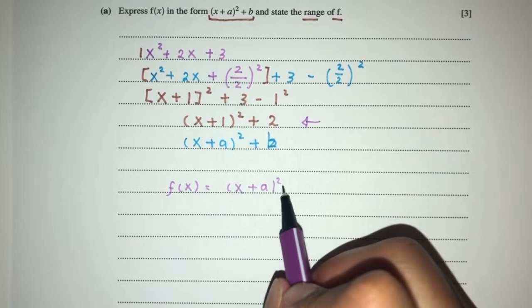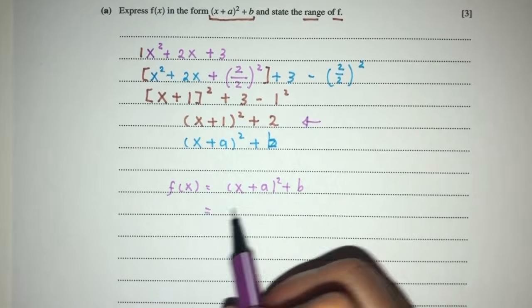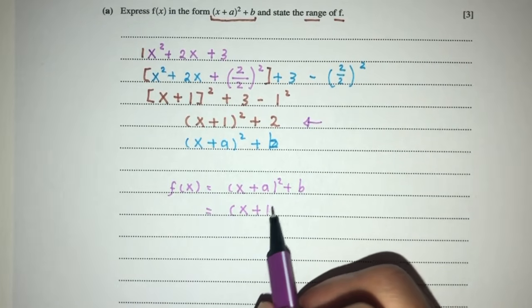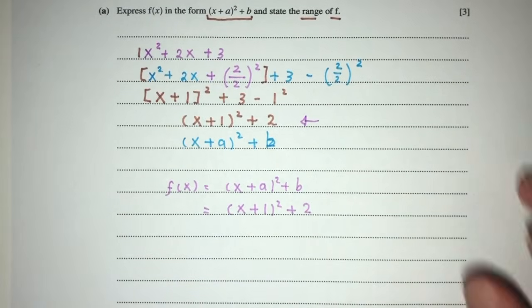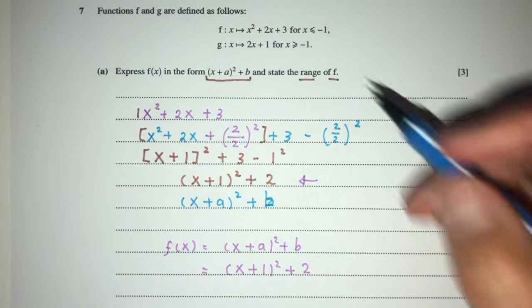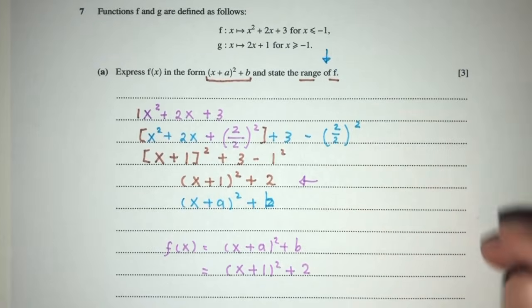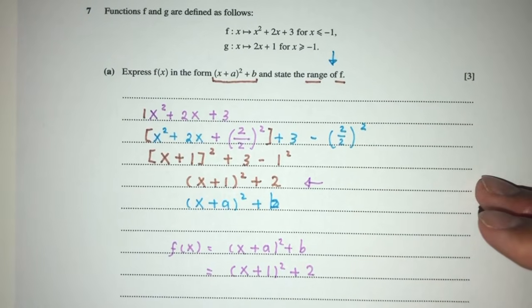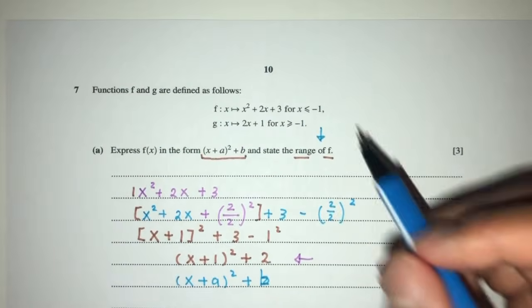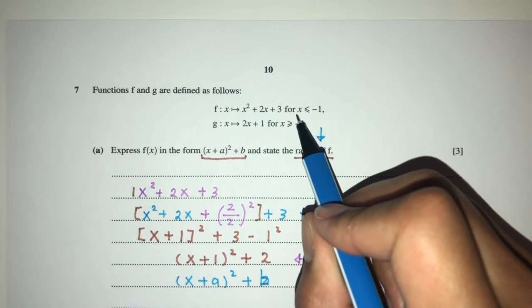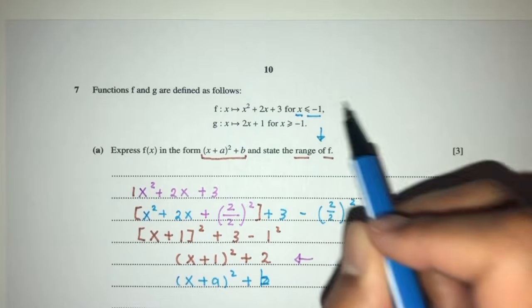Okay, let me write this down again. I don't know why I always copy the same equation, which will be (x plus 1) square plus 2. Now we have to state the range of f of x. The range means the y values. We have to look at the graph at this point. So we can see that f of x is defined for the value of x less than or equal to minus 1.